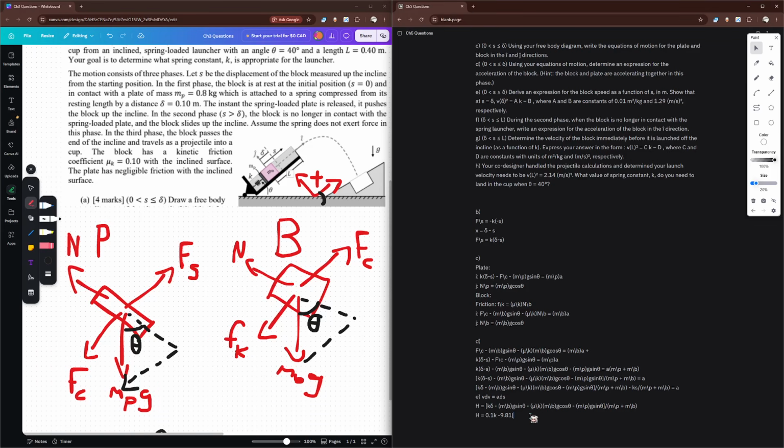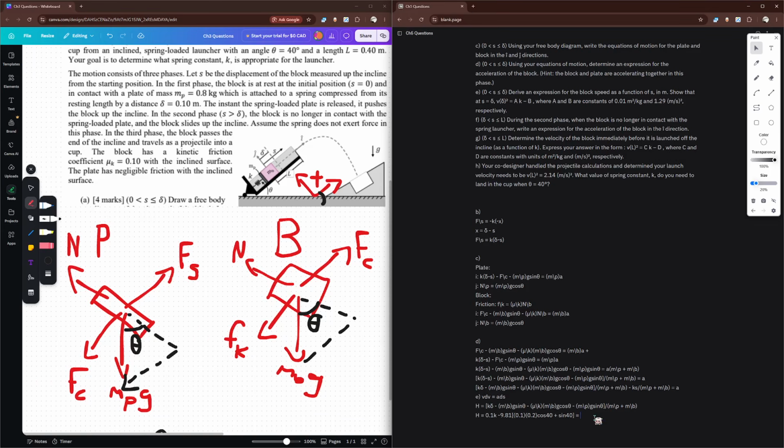So we're going to go square bracket here. This is going to be 0.1, which is the coefficient of friction, mb, which is 0.2, cosine of the angle, which is 40, plus sine 40. And this happens because mb and mp added together are 1. This is all over mp plus mb, but that's just 1.